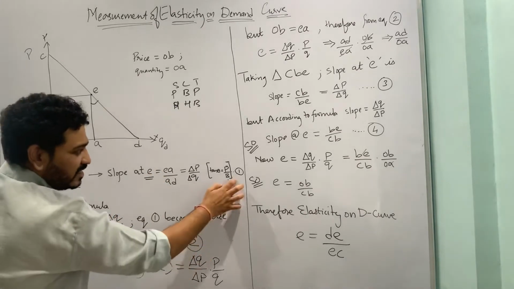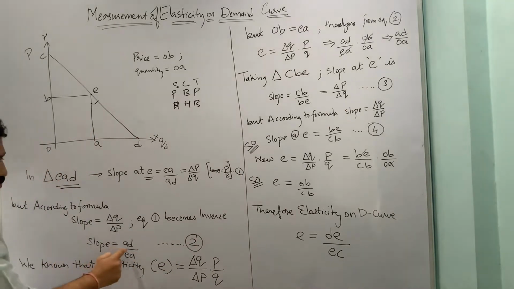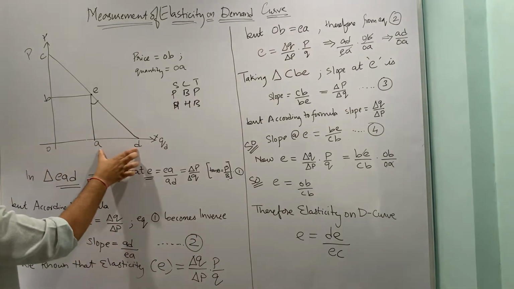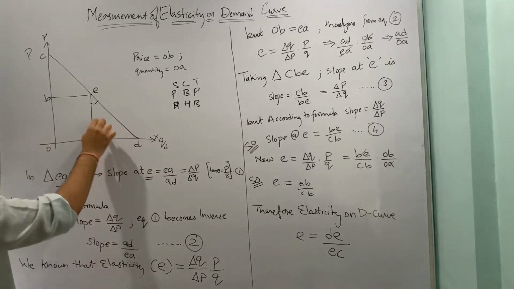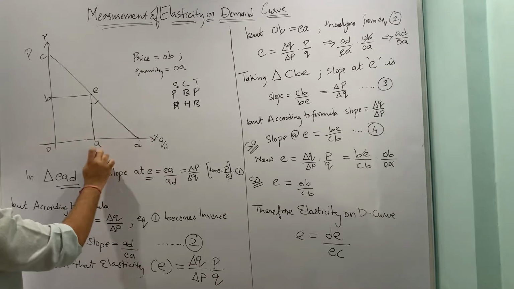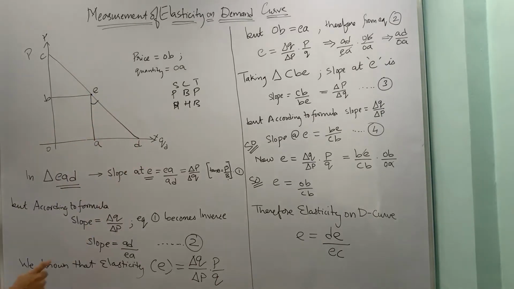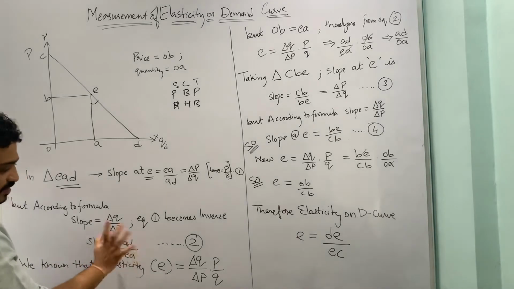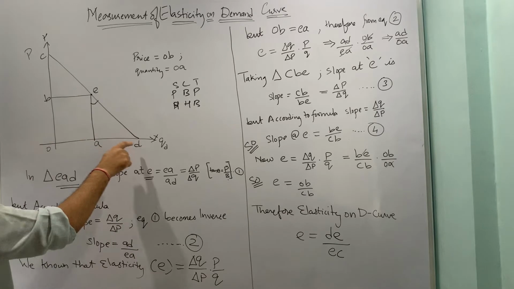So, I give this as equation 1 and this as equation 2. Now slope is equal to distance AD divided by distance EA, this divided by this and not the other way around. Earlier it was the other way around, so now let us remember that this is the slope at point E in the triangle EAD.